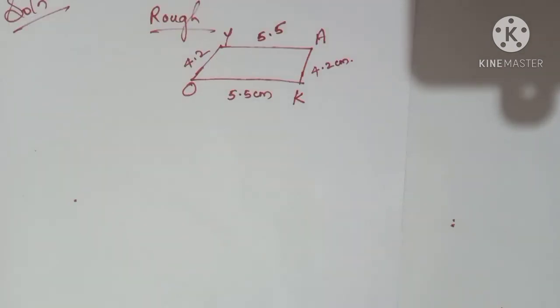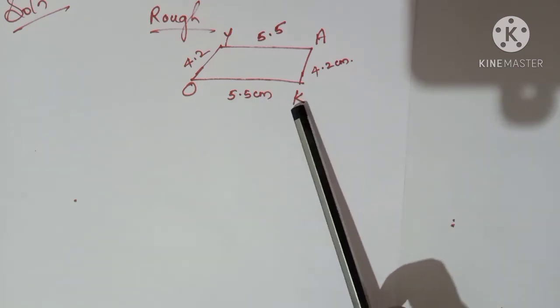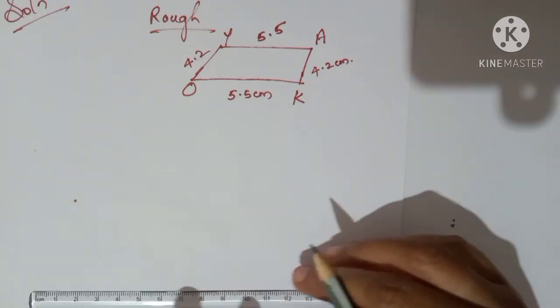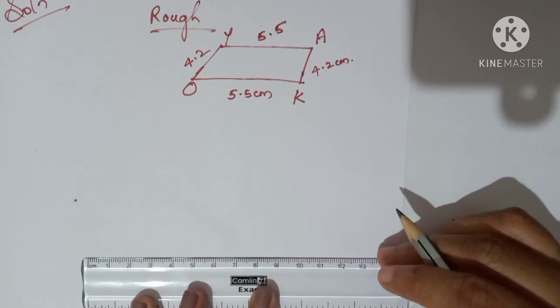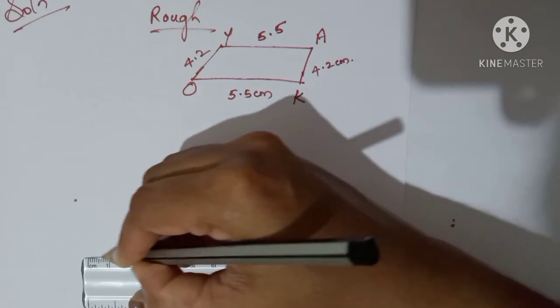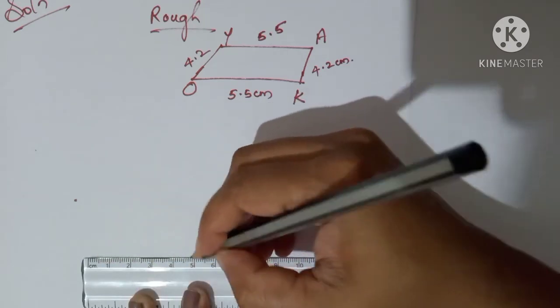So first thing, what you are going to do? You are going to draw a line segment OK equal to 5.5 centimeter. So now draw a line segment 5.5 centimeter. Measure it, 5.5 centimeter. So we have constructed.